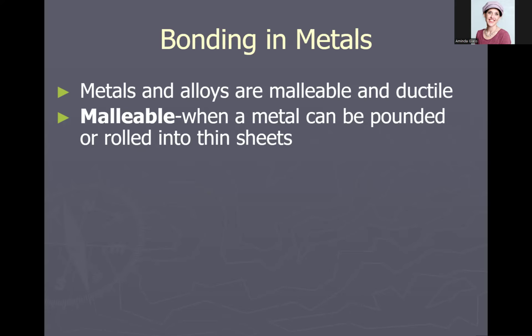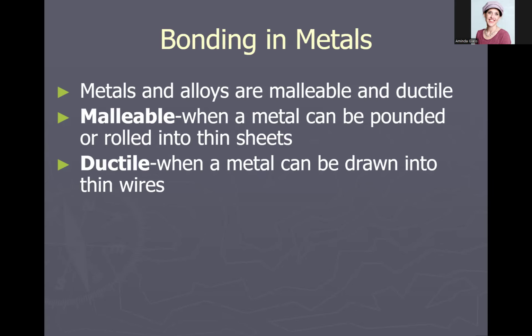Now, metals are malleable, and that just means that they can be pounded or rolled into sheets. Ductile means that a metal can be drawn into thin wires.